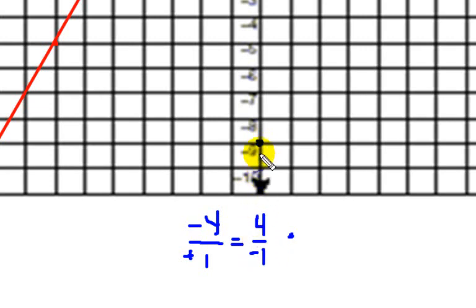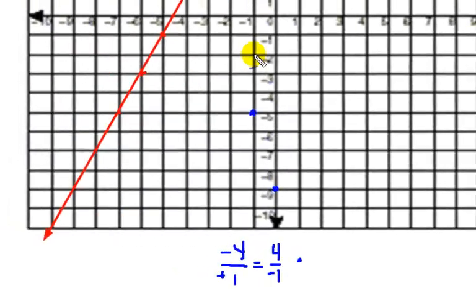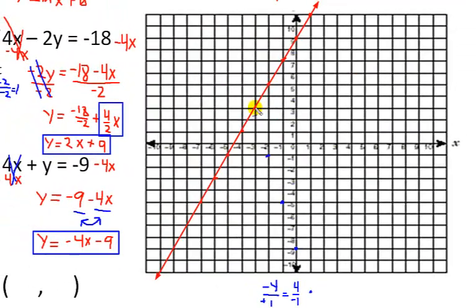But like I said, I'm going to use this one, so I'm going to go up 4, 1, 2, 3, 4, and then back 1. Up 4, back 1. Alright, I have enough points now. I'm going to go ahead and make my line. So I have one line, or my line. If I graph it, it's going to look like this.